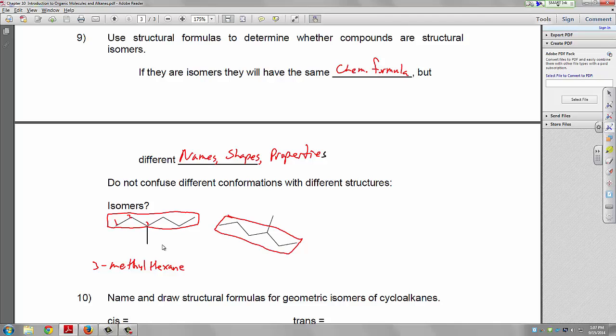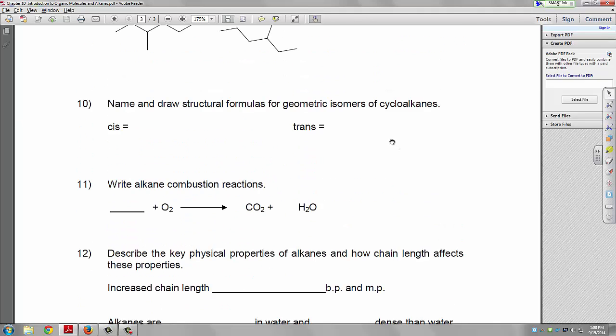Now this next one here, right, just because I number this left to right doesn't mean I have to number this left to right. The numbering is always starting at the end closest to the branch. So here I'm going to number right to left, 1, 2, 3. And again, this is 3-methylhexane. These are not isomers. These are the same compound, just drawn slightly differently.